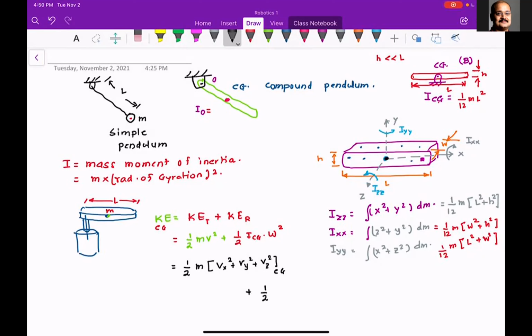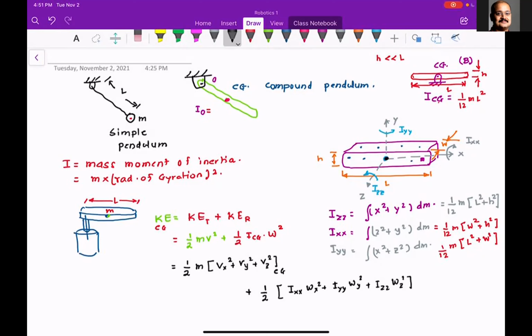1/2. Please note, looking at the right hand side, mass moment of inertia about each axis of rotation is different. So I'm going to write down something like this. And please note, Ixx omega x square plus Iyy omega y square plus Izz omega z square. Everyone understood this? If you don't understand, ask me now.